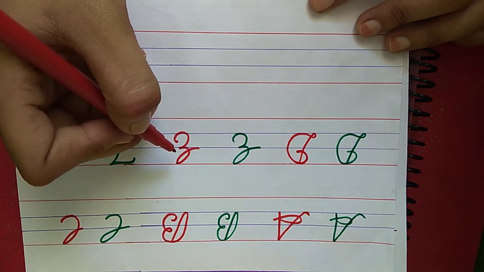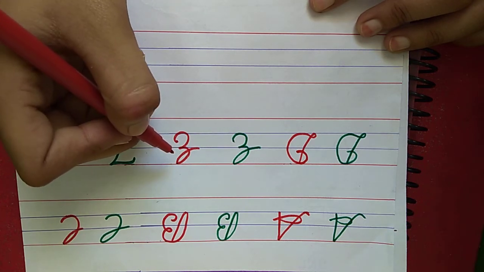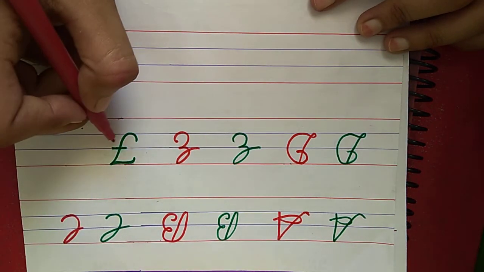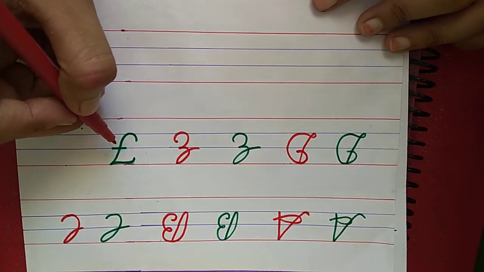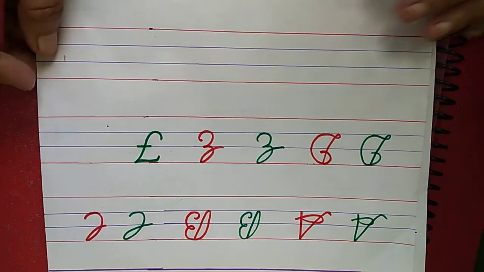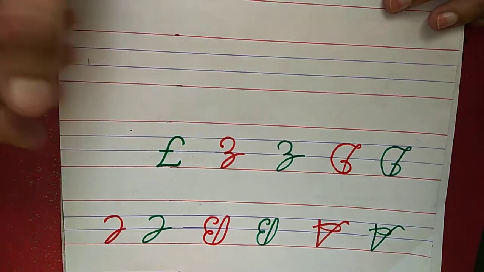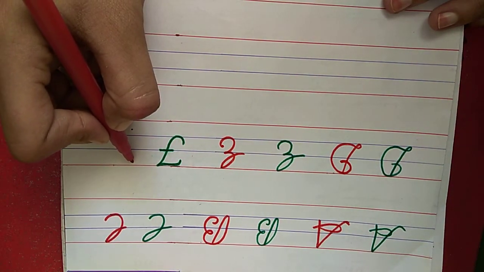What is the spelling of elephant? E L E P H A N T. Elephant. Now what is this? This is F. F for fish. What is the spelling of fish? F I S H. Fish.